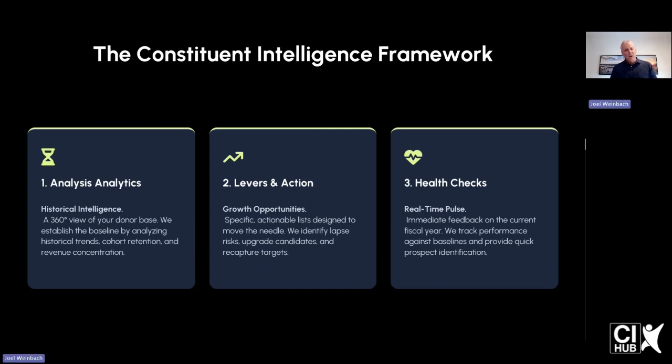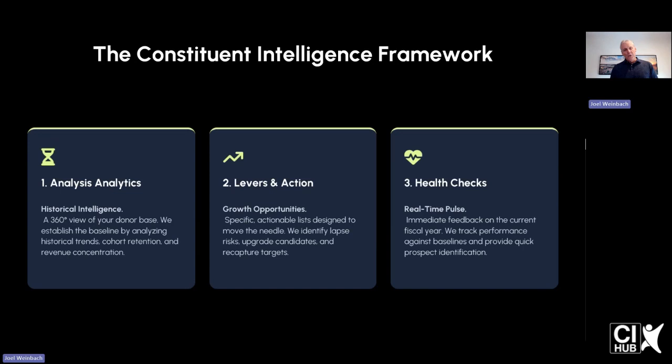The second pillar are what we call levers. There are 7 levers that you have, 7 ways that your existing donor base can either give more, give less, stop giving, give less frequently, etc. There's 7 of those that you can impact, and we try to give you all of the visibility you need to be able to work most effectively across those 7 levers.